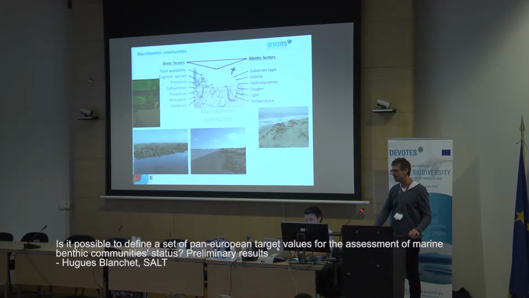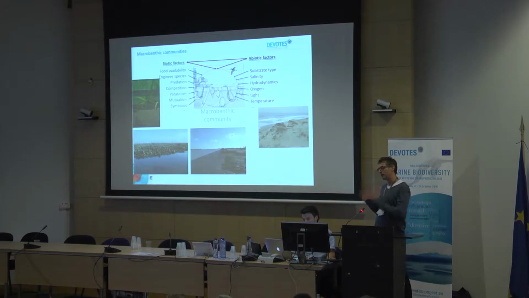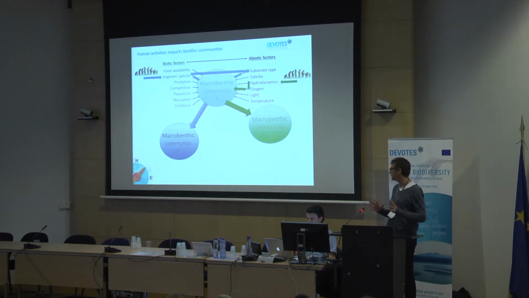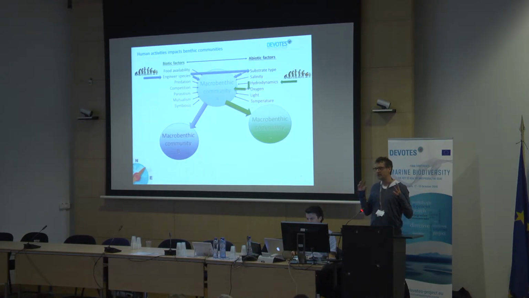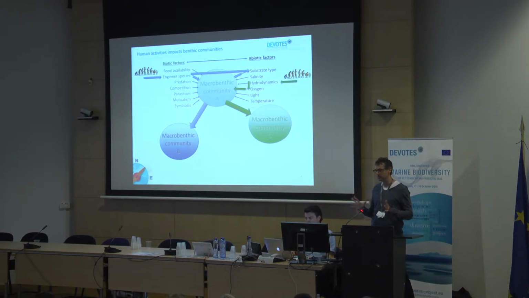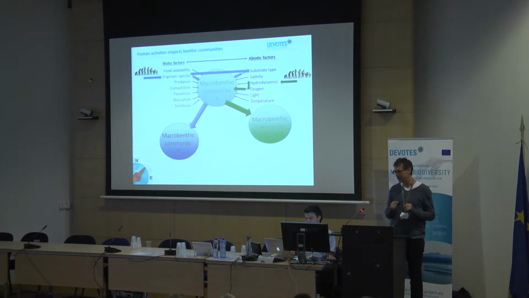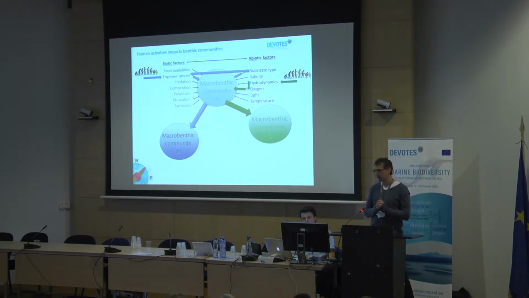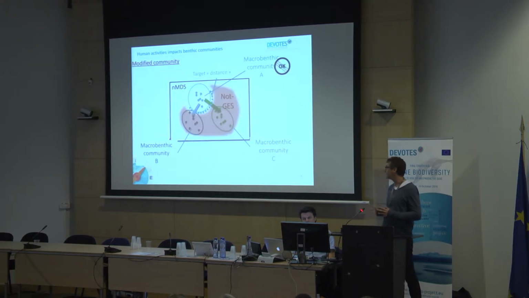So we are dealing here with macrobenthic communities. Those communities are shaped by the complex interaction between biotic factors and abiotic factors. This complex interaction makes the macrobenthic community very diverse at the level of ski scale. Human activities impact benthic communities by modifying those environmental factors. As a consequence, the macrobenthic community can be modified in terms of species composition and led to alternate states like the blue one, or the yellow one, or the green one.